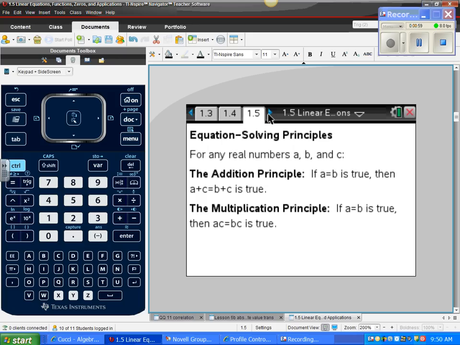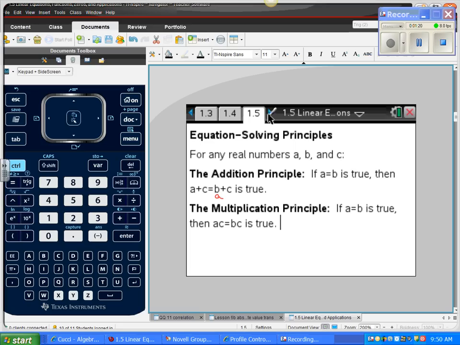Okay, so when we have any real numbers a, b, and c, we've got a couple of principles that are always true. The first one is your addition principle, and that says if a equals b is true, then a plus c equals b plus c is also true. And that should make sense, because if a equals b, then essentially what you're saying is a plus c equals a plus c. Multiplication principle works the same way. If a equals b is true, then a times c equals b times c is also true. So those are just a few principles that we use.